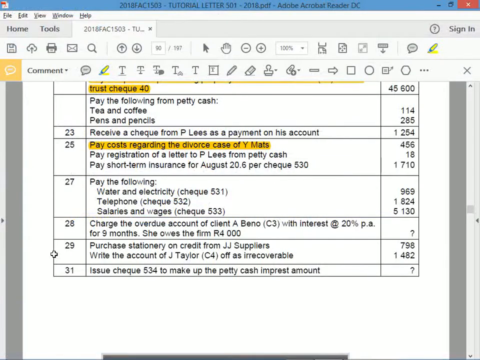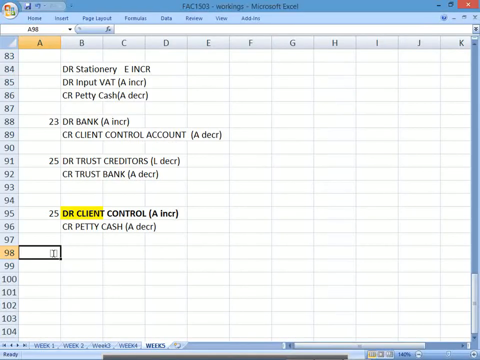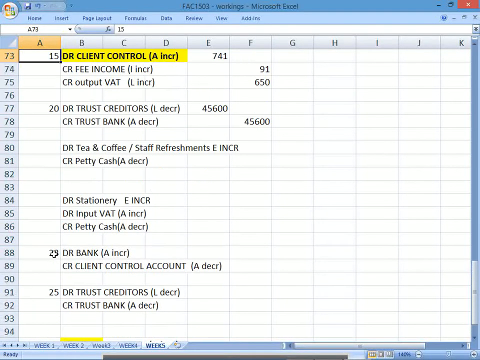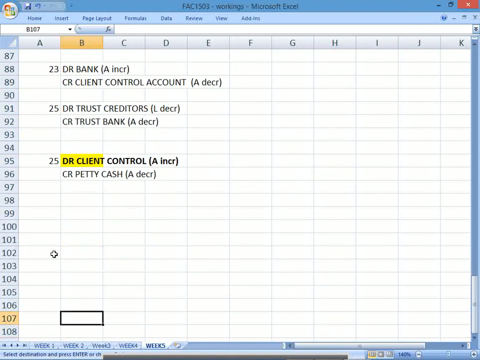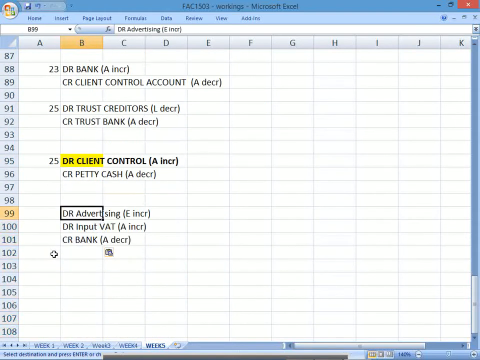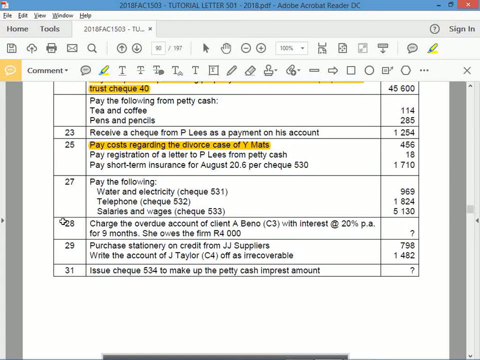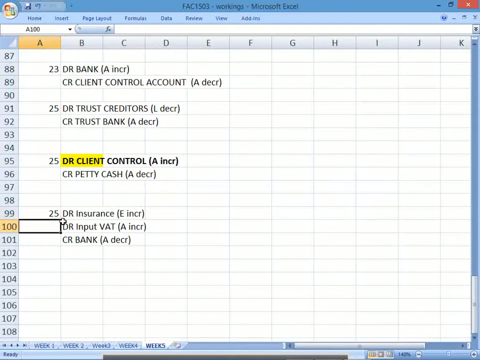Okay, pay short-term insurance per check. Business CPJ, that's an easy one. Right, so you would have done this, and would there have been VAT on a business expense in terms of insurance? Definitely. So you would have done this, and this would have been replaced with the word insurance. Day 25 still.